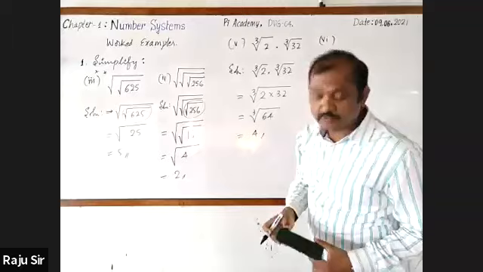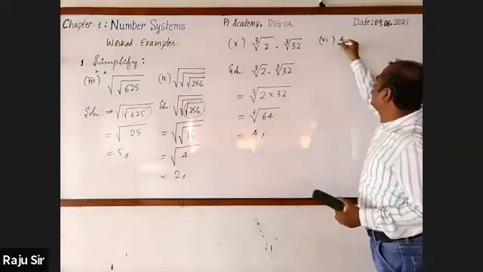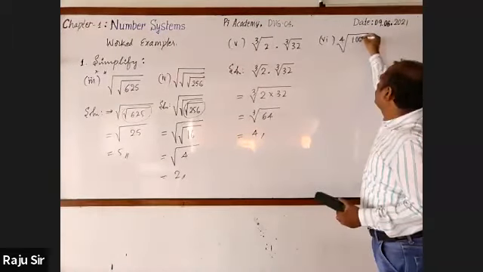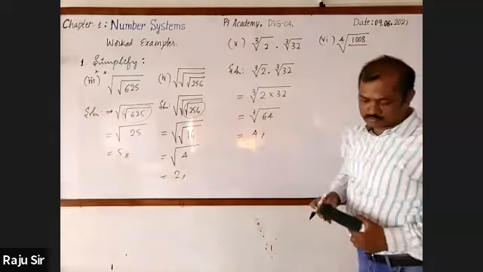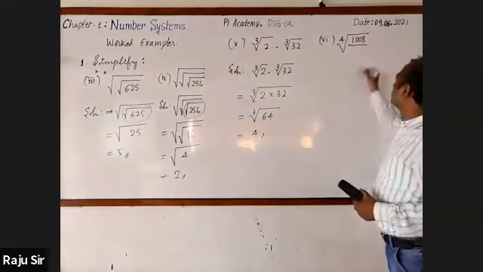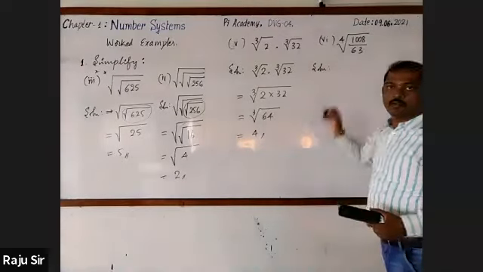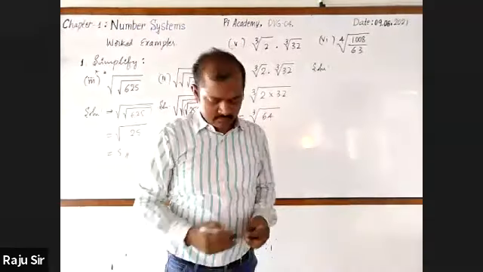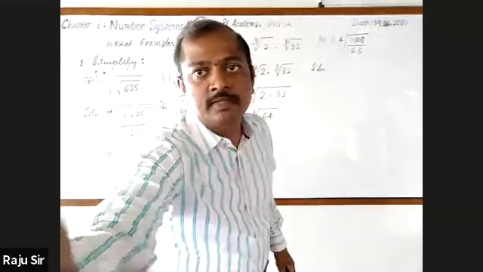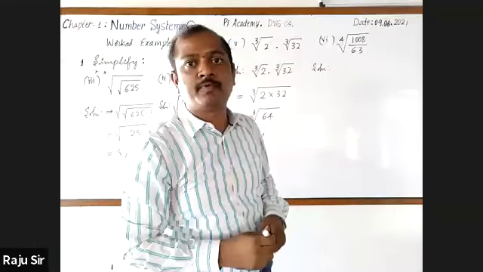Next, the sixth one. This is the 4th root of 1008 by 63. You have to find its solution. It was given in the examination also. You can put a double star mark for this.